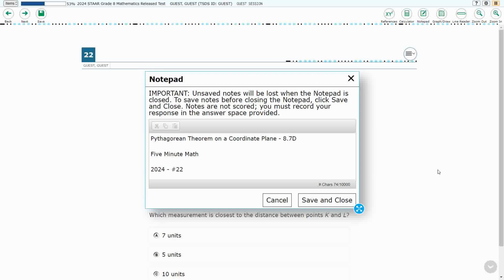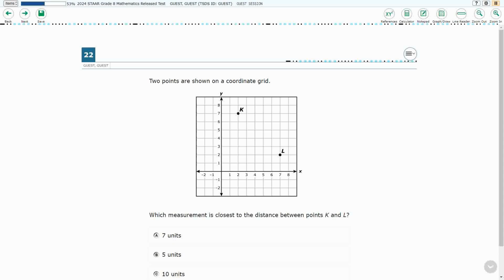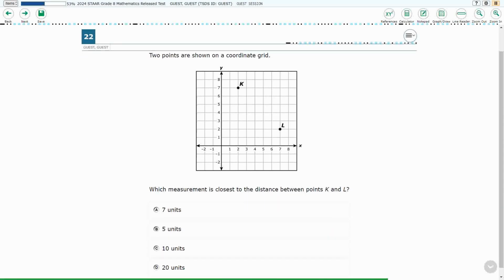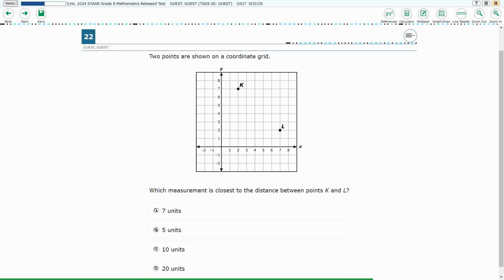Today we are looking at the 8th grade concept of Pythagorean Theorem on a coordinate plane. This is standard 8.7D in the great state of Texas, and we are using item number 22 of the 2024 released STAAR test. If you haven't done so already, please go ahead and take a moment to pause the video, work this problem out on your own, unpause it, and we will look at our answers together.